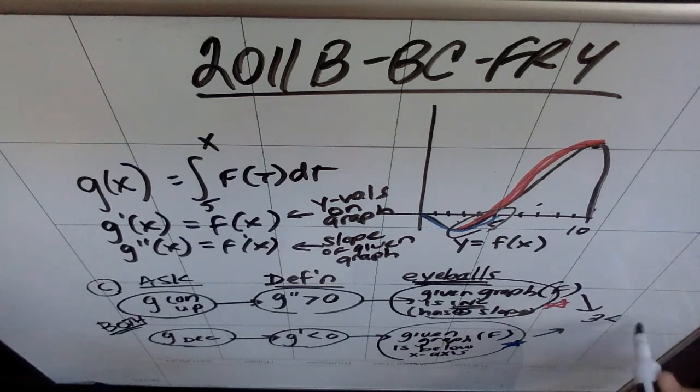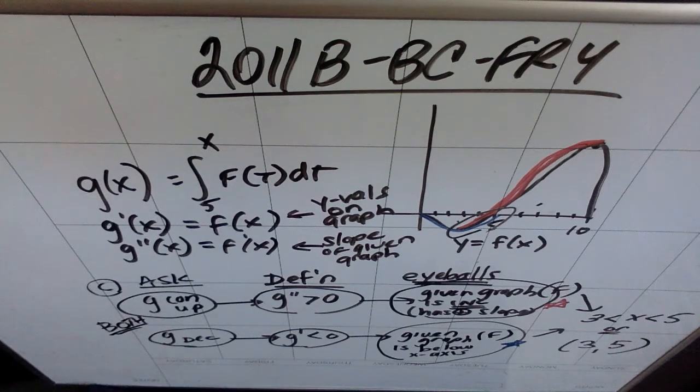I can either say 3 is less than x, which is less than 5, or I can say it in my favorite option, which is parenthetical (3, 5), parentheses on both sides because they are not included. All right, cool. Part D.